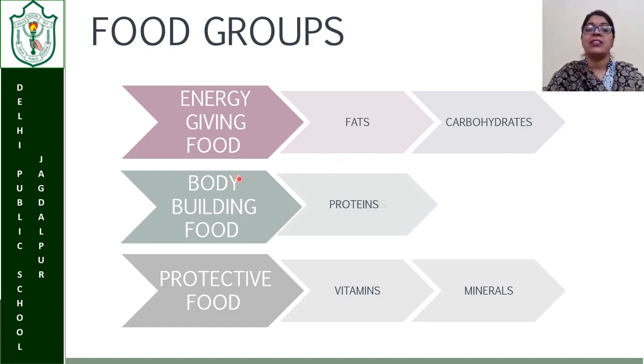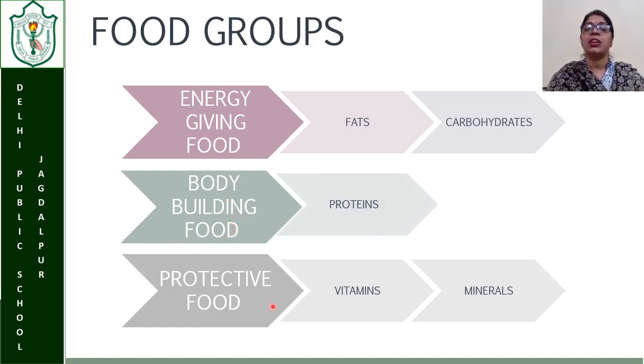The second one is the body building food. The second category of the component is body building food, which helps to build our body, which helps us to grow, which helps us to develop. Such body building foods are categorized as proteins. So the foods which give us proteins are called body building food.